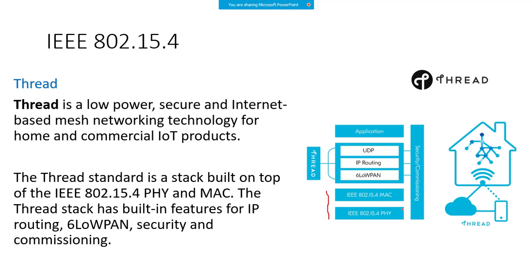Your physical and MAC layers are the same as what we have for Zigbee or 6LoWPAN. Above that, where is the change in Thread? Right here there is a change. You can see the Thread standard is a stack built on top of the 802.15.4 physical and MAC layers. The Thread stack has built-in features for IP routing, that is 6LoWPAN, security and commissioning. These are the additional benefits that you have. And on top of that, you can have an application. So this is the Thread protocol stack.